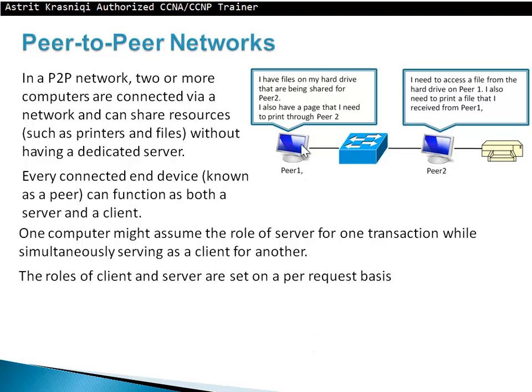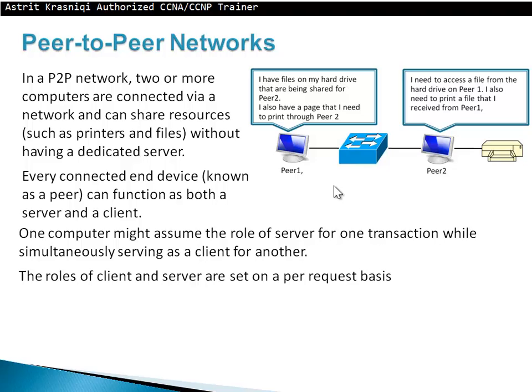For example, we look at peer 1. Peer 1 has a file on the hard disk that is being shared with peer 2. When it's sharing the file for peer 2, peer 1 is the server, and peer 2, when it's accessing that file, is a client. But now peer 1 wants to print something on peer 2. Now peer 1 is a client to peer 2 because it's trying to access the printer.